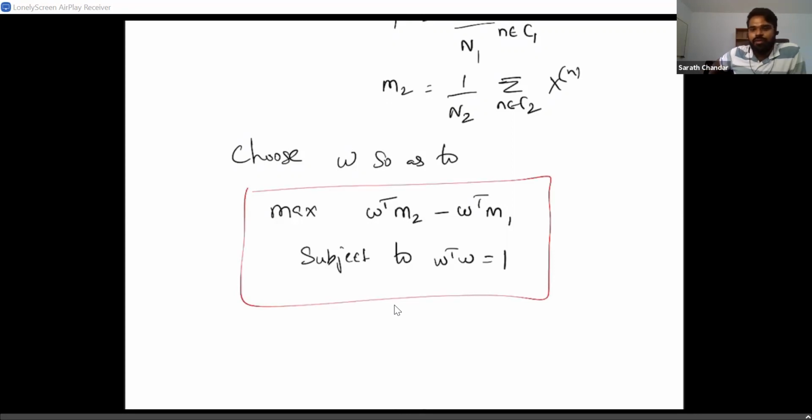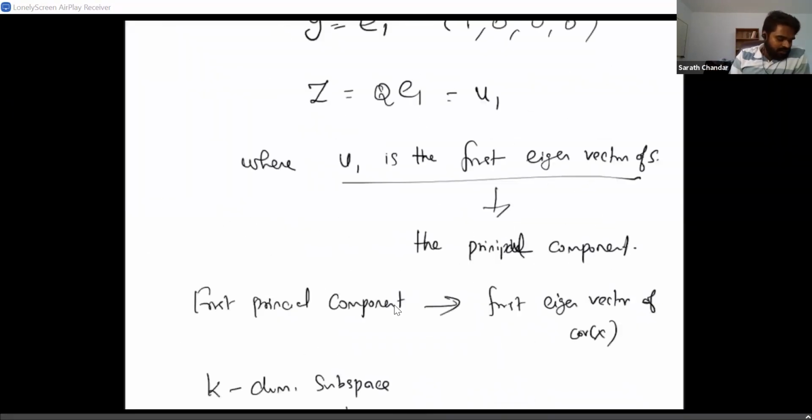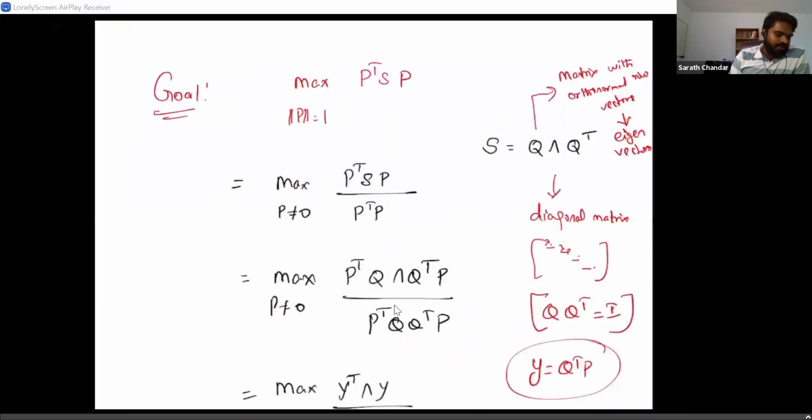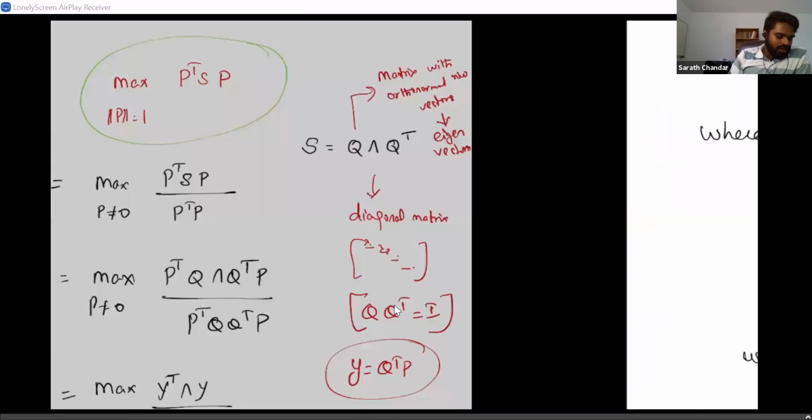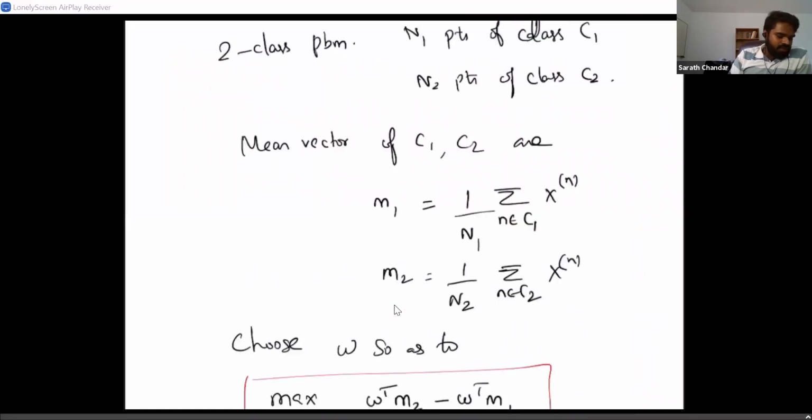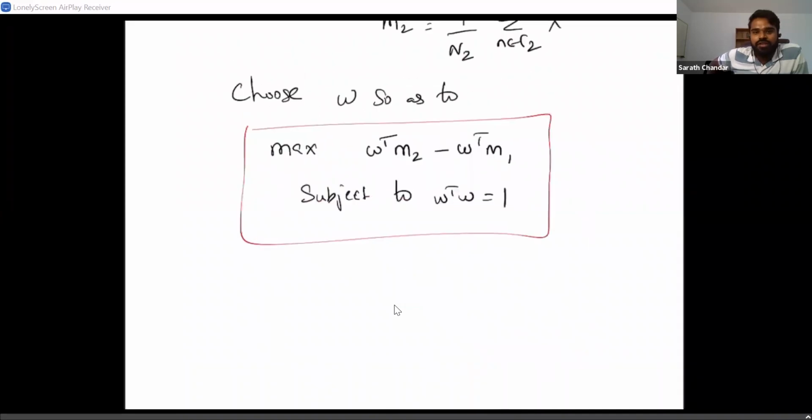For a minute, let's compare this with whatever we had for PCA. In the case of PCA, I was interested in maximizing the covariance of the projected data, such that W transpose W is equal to 1. On the other hand, my maximization function here is to maximize the distance between the projected means of the classes.